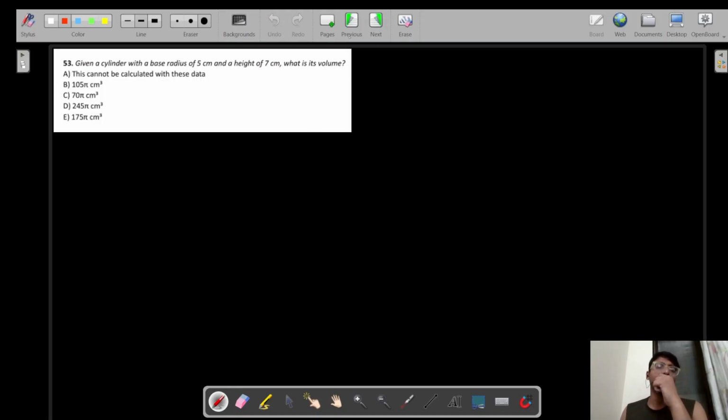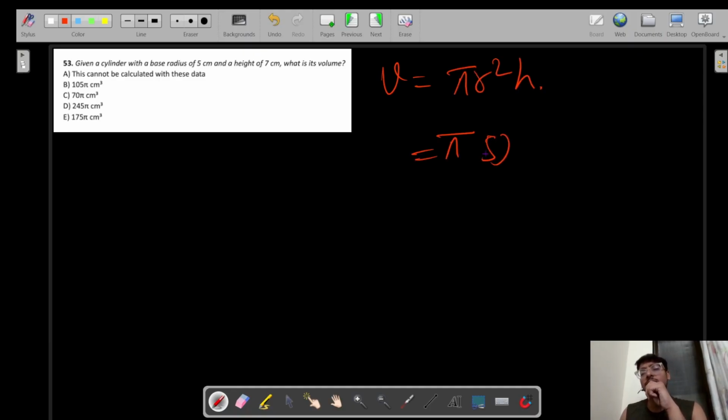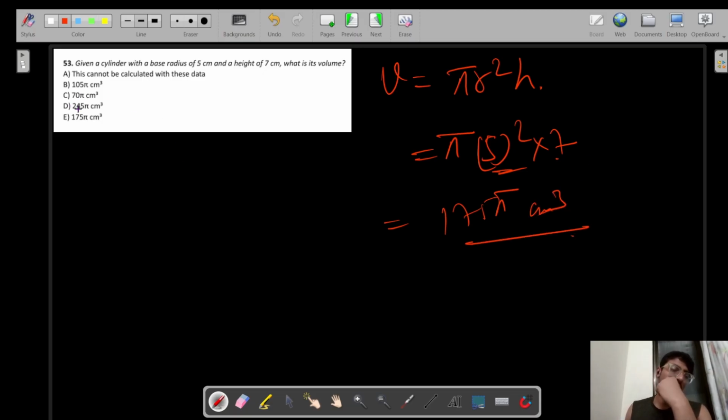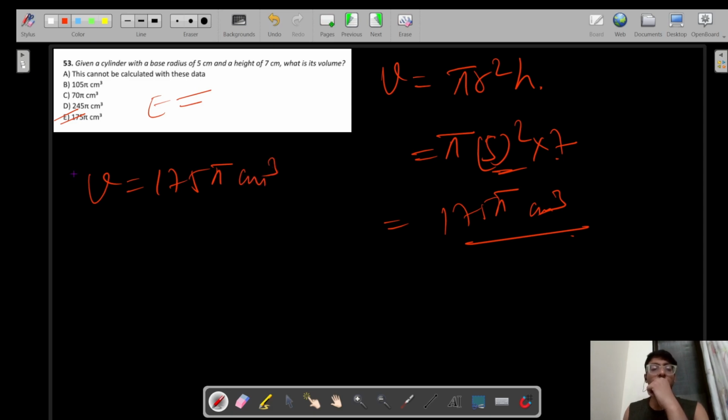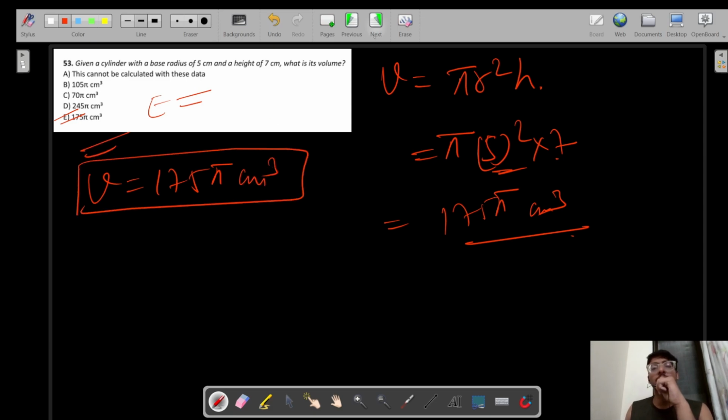The next question says that there's a cylinder with radius 5 centimeter and height 7 centimeter. We need to find the volume. The formula for the volume of a cylinder is pi r square h. Pi remains the same, this is 5 square, this is 7. This is 25, 25 into 7 is 175, so 175 pi centimeter cube. Let me see the options: 105, 70, 245... yes, option E. So option E says the volume is 175 pi centimeter cube. Let's move to the next question.